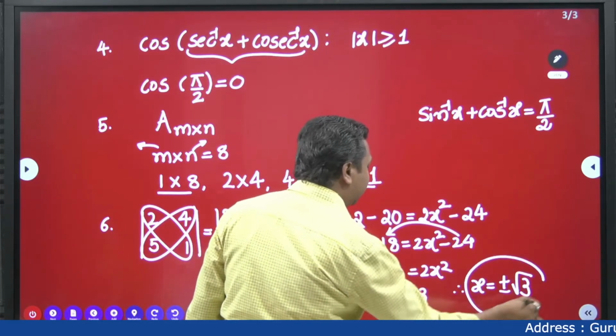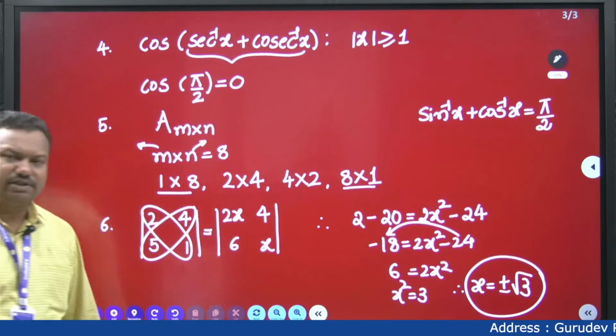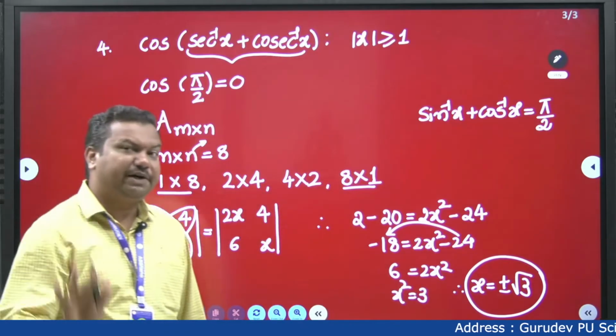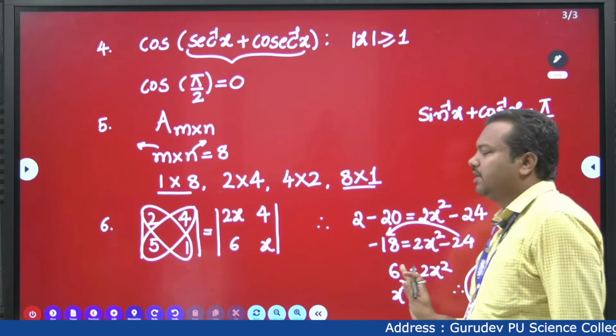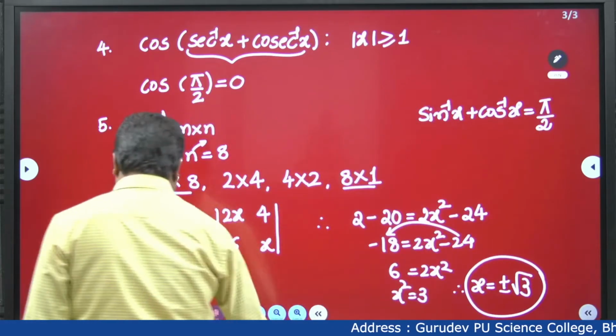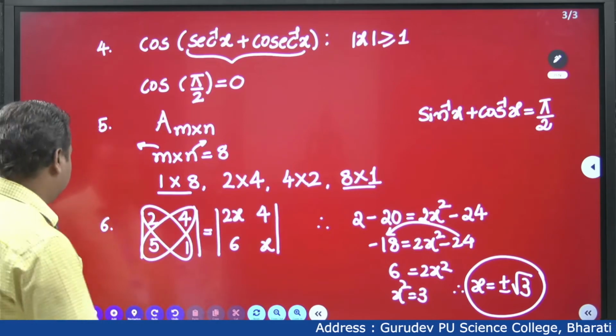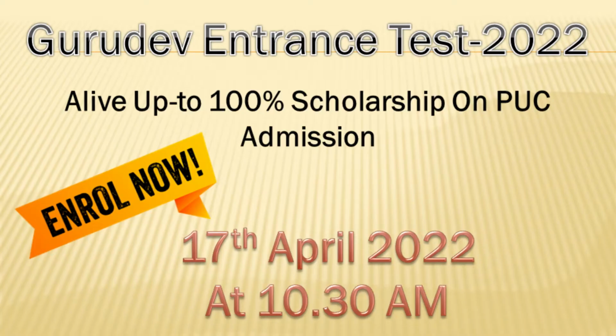Why should you consider plus or minus? Because we have x square, and x square always defines a quadratic equation. So, it is compulsory to have both the signs, plus as well as minus. Clear? Right. So, let us go for the next question.